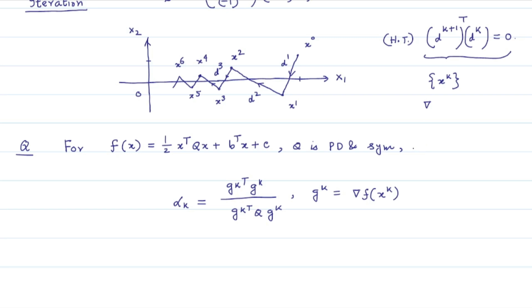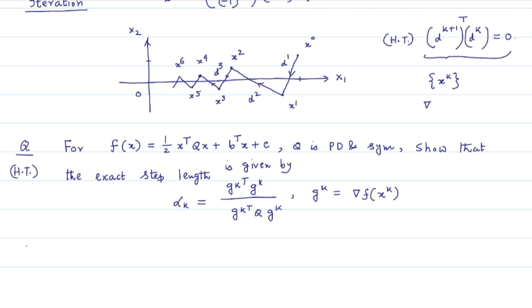So I would like to give you a home task here: show that the exact step length, by which we mean the step length given by the exact line search, is given by this formula for alpha k. I am keeping it as a home task.